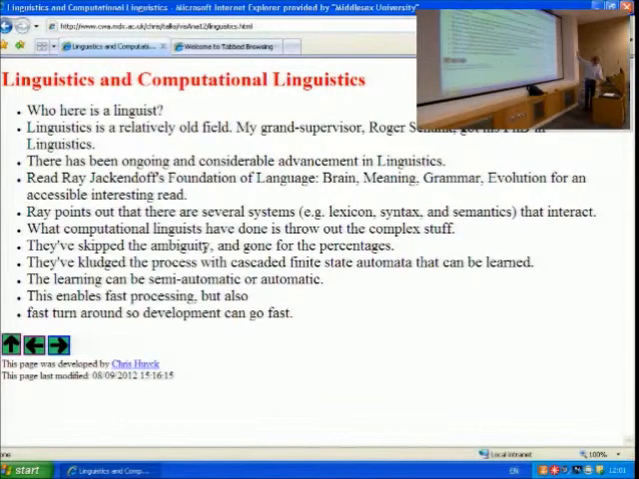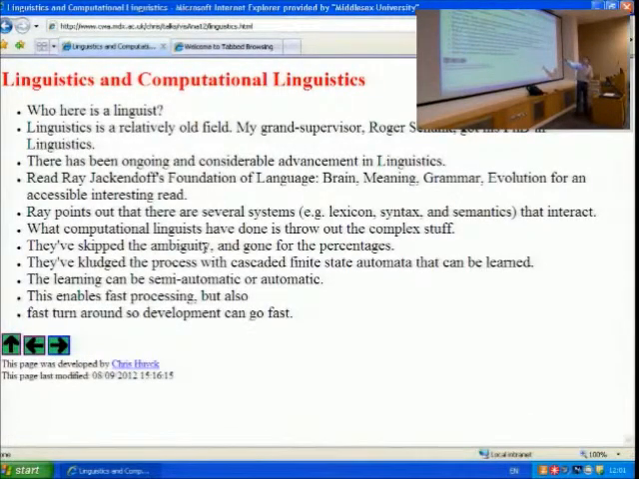What they figured out there is: don't do what linguists do. Don't try to figure it out perfectly. Don't try to rationalize everything. Just do the easy things, right? They've skipped the ambiguity. Language is really ambiguous. Natural language, ambiguity is all over the place, right? And they've gone for the percentages.